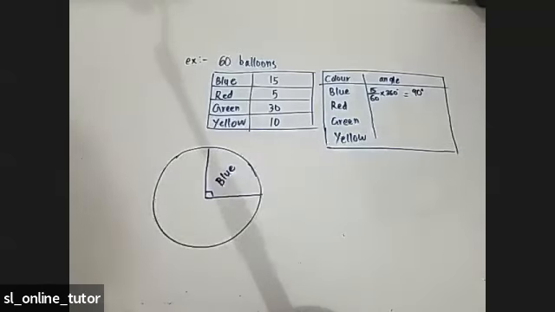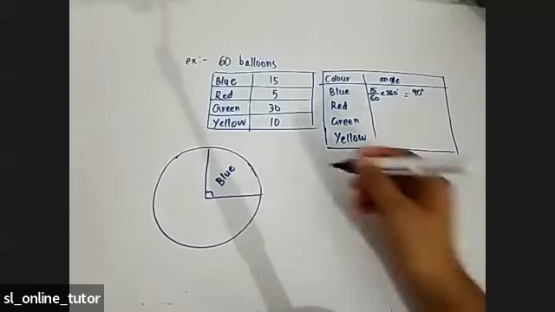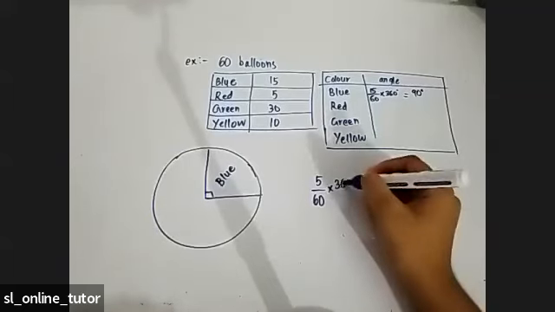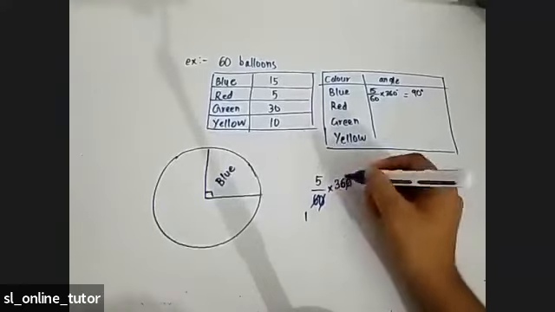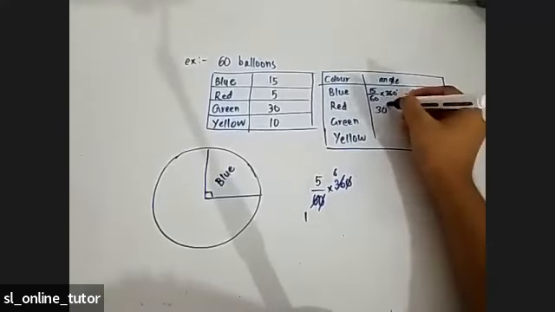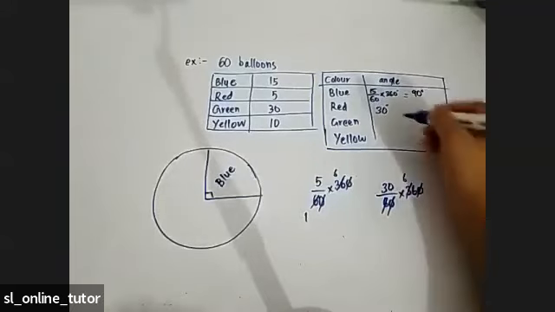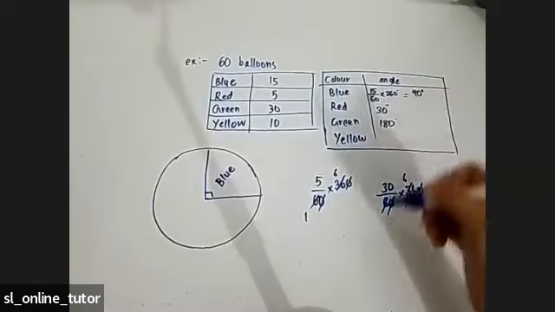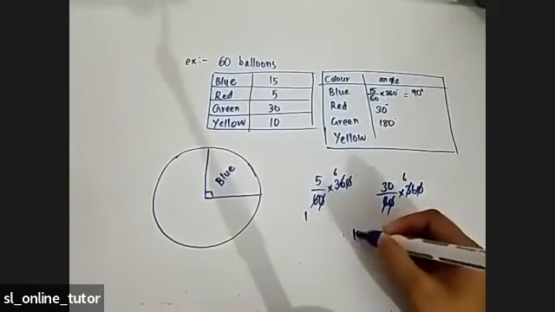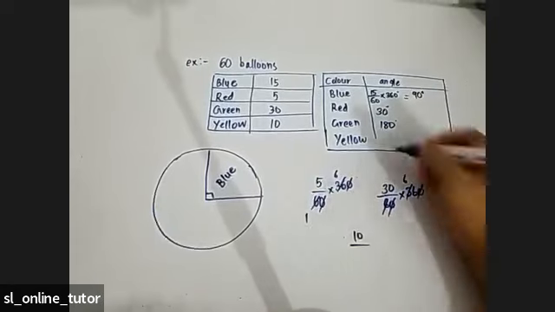Okay, have you all finished? Shall we discuss now? Yes, teacher. Red color, what is the angle denoting red color? 30 degrees. 5 upon 60 into 360, 30, okay. Yeah, 30 degrees, correct. Green color, 180 degrees. Yellow color, 60 degrees, correct.